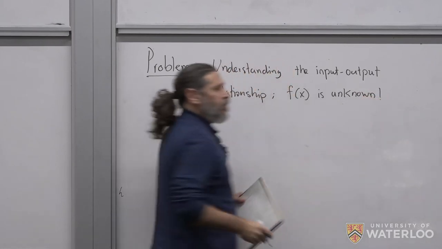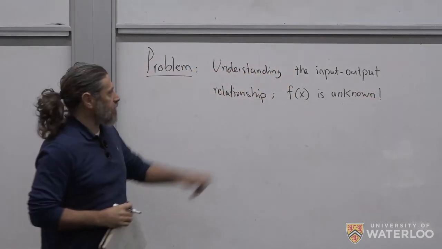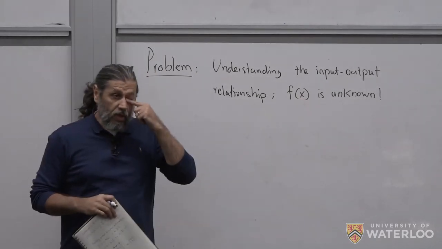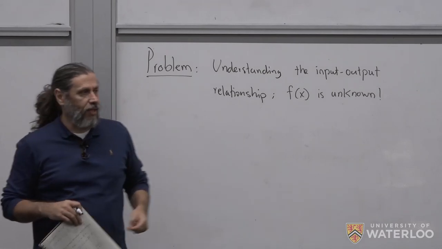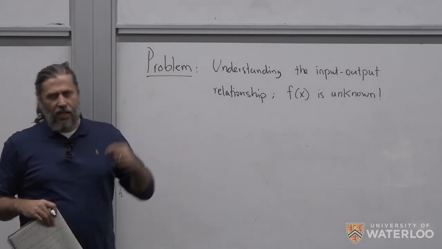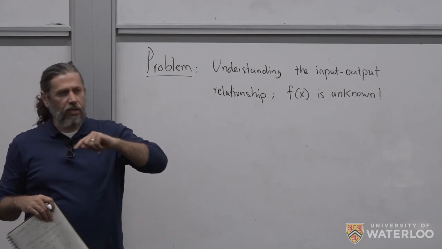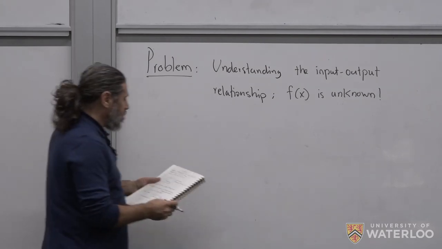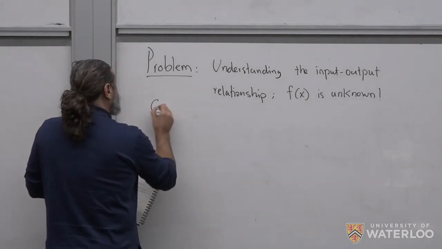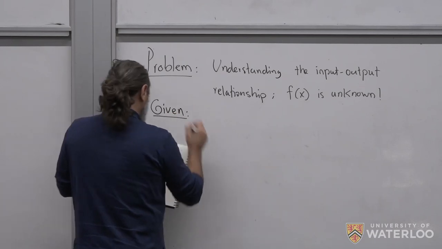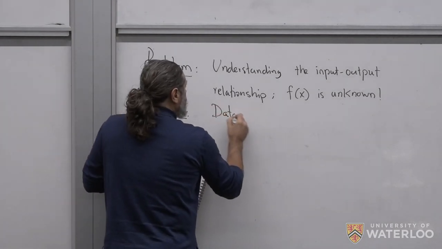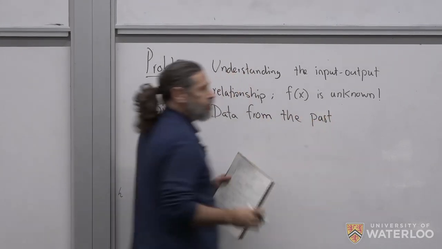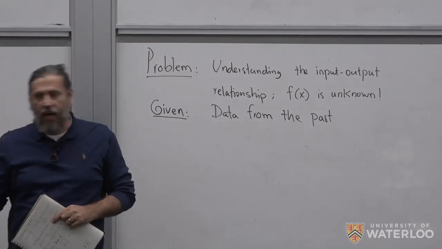Well, if we knew f of x, and x could be a vector, of course, not just a scalar, then the problem becomes too simple. So if we knew f of x, we wouldn't be here. Nobody knows f of x. Nobody knows that function. There is no equation that describes the relationship between input and output if it is a tough problem. So instead, what we have is data from the past. That's all we have. You don't know f of x, but you have data from the past.